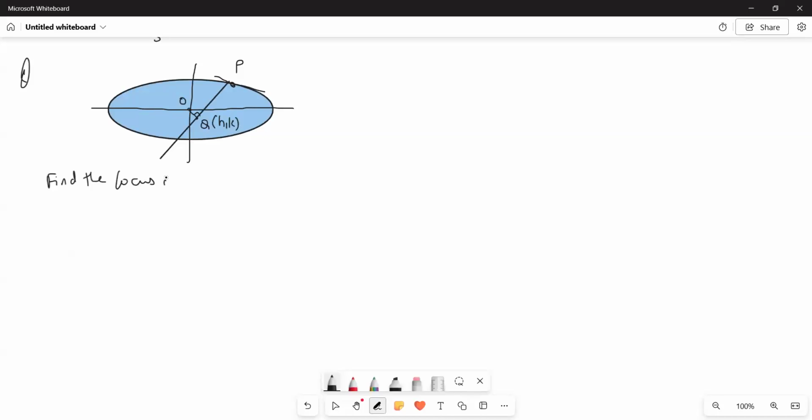Find the locus of the foot of the perpendicular drawn upon any normal of the ellipse. Let's suppose x square by 16 plus y square by 4 is equal to 1. Do it with the same method, it is a completely copy paste method.